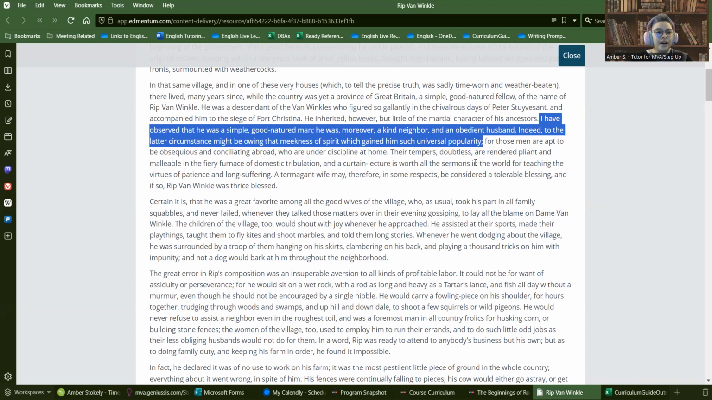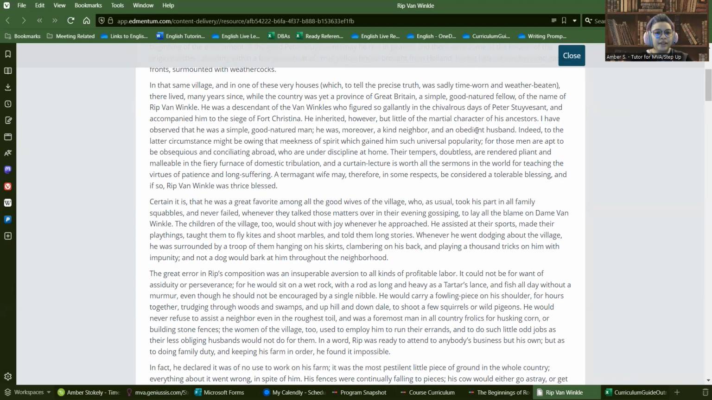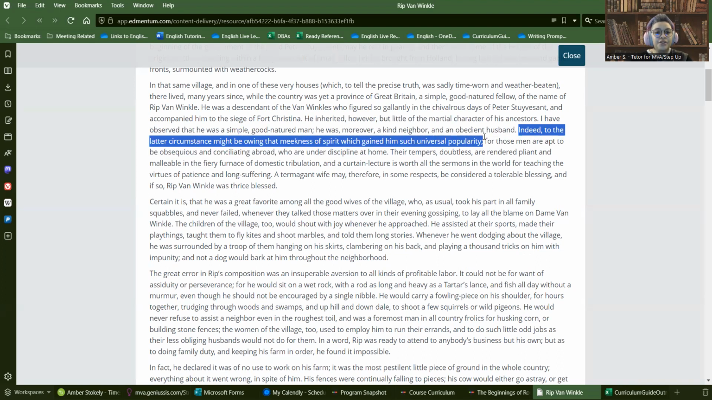So it says, for those men are apt, oh, let's back up a second. Indeed, to the latter circumstance might be owing that meekness of spirit which gained him such universal popularity. A meek person is usually somebody who's humble, right? And the latter circumstance means him being an obedient husband. They're saying he's probably an obedient husband because he's so humble, and that spirit is what's made him popular with everyone. Universal means everybody; something that's universal applies to everyone. So he's popular because he's a meek, humble kind of guy.